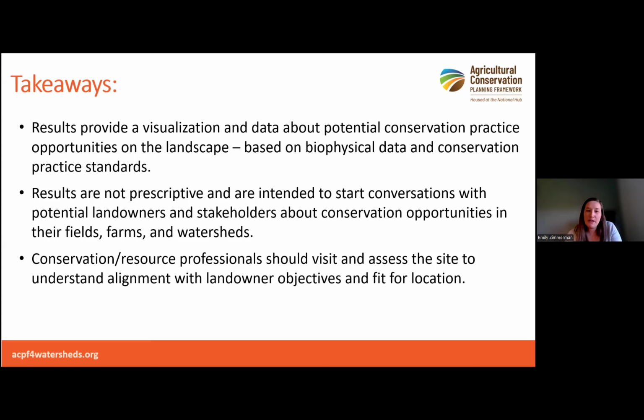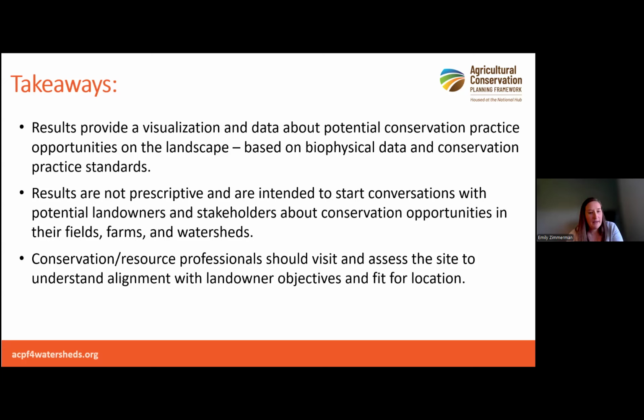These results are not prescriptive, so the intent here is to offer menus of opportunities to interested landowners and to really have conversations about all of the potential conservation opportunities. Well, not all, but a number of different conservation opportunities for farms, fields, and watersheds.